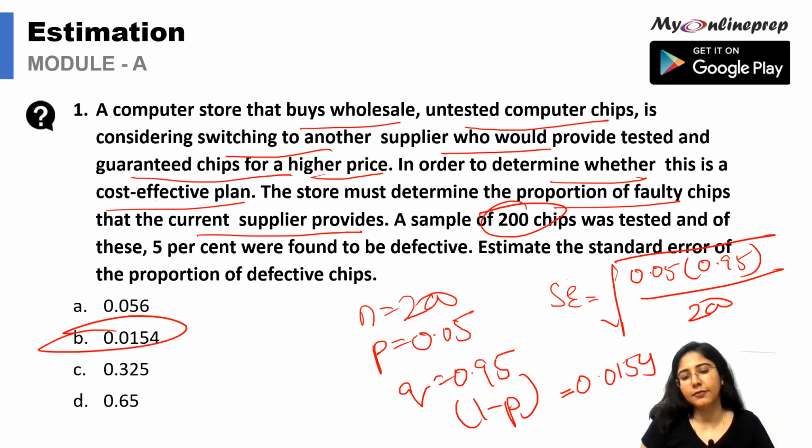So this is the answer for B part. So B is the answer for this question.